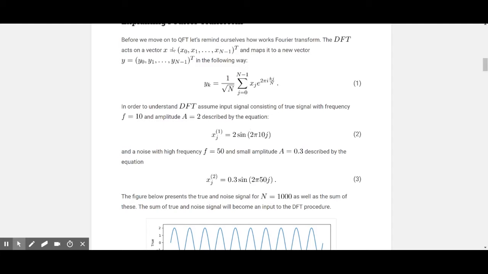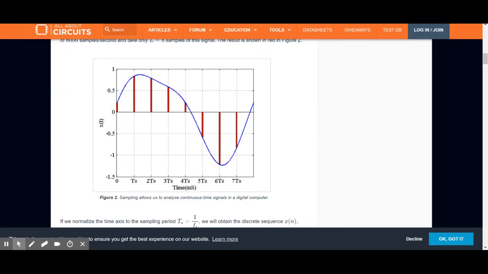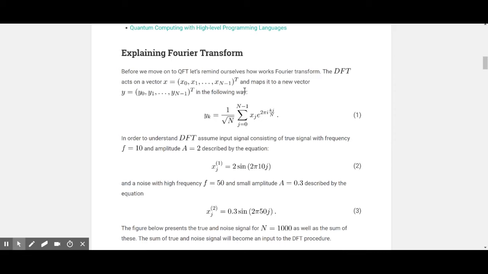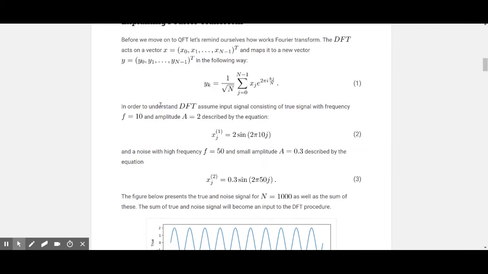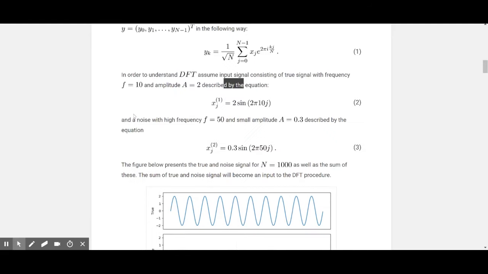So before we go on, what is the Fourier transform? You've got a vector and it maps into a new vector. So this is our input that I just checked in here, right? This is your sampling of that. And then we want to turn it into this, and it seems almost one-to-one to what the IBM guys do. To understand it, assume the input signal consists of a true signal with frequency f10 and amplitude 2. So it's described by this equation.